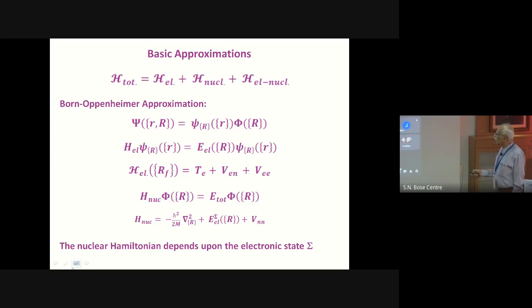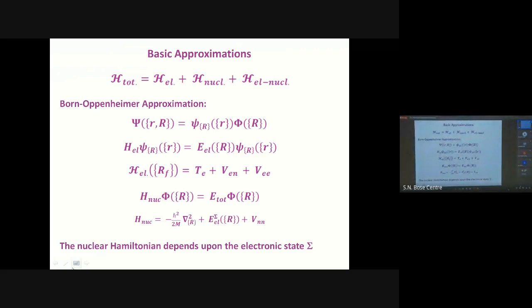So what the Born-Oppenheimer approximation says is that the total wave function, which depends upon the complete set of electronic variables and the nuclear variables, can actually be written as a parametrically dependent electronic wave function, which is psi r, and r is parametrically dependent, and to show it is parametrically dependent, I have put it as a subscript, and then a nuclear wave function. So if you stick this into the total Hamiltonian, then you will get two Hamiltonians that you can write down.